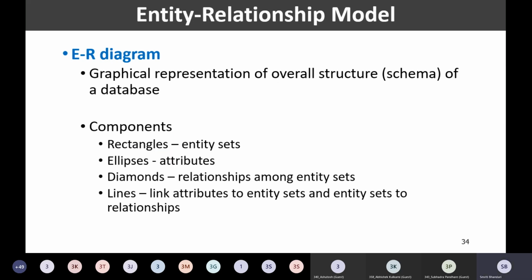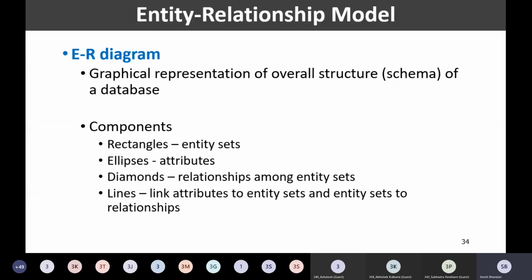Also, we have seen that the ER model is a graphical representation of the overall structure of a database system. Typically the ER model is represented in the form of a diagram, so it is a diagrammatic representation. To draw the diagram, we make use of several symbols. So what are those notations or symbols?